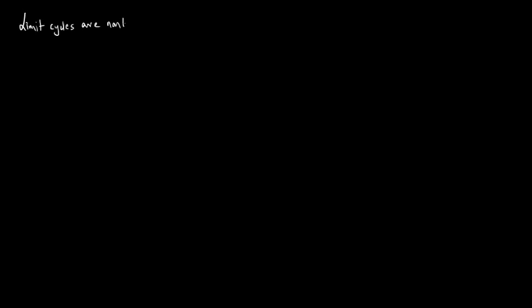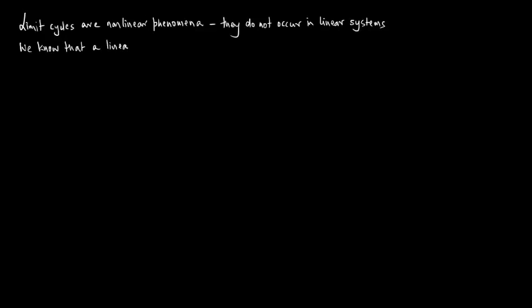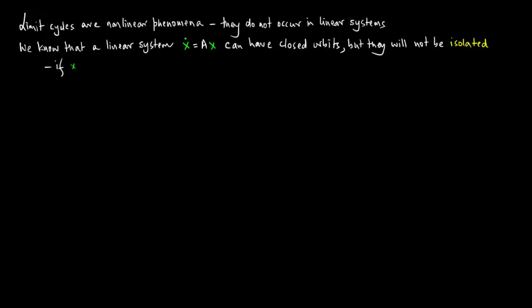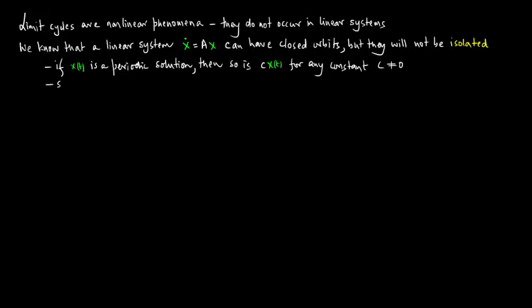Limit cycles are inherently nonlinear phenomena. They do not occur in linear systems. Now, we know that a linear system, x dot is equal to ax, can actually have closed orbits, but they will not be isolated. So basically, if x of t is a periodic solution, then so is c times x of t for any constant c not equal to 0. So x of t is surrounded by a one parameter family of closed orbits.